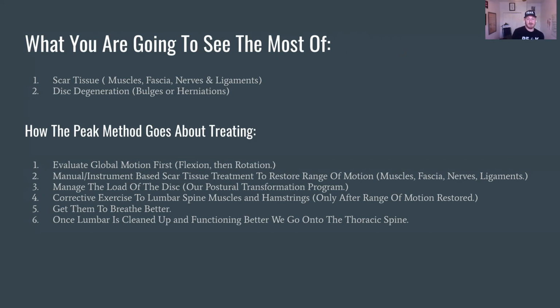Next is going to be corrective exercises to the lumbar spine muscles and the hamstrings. We need to balance that strength because a lot of times there are compensations in there, but it's only after range of motion is restored. We don't start with exercises before we clean up the tissue. It'd be like building a house and putting the roof on first before you ever lay the foundation. That ain't gonna work.